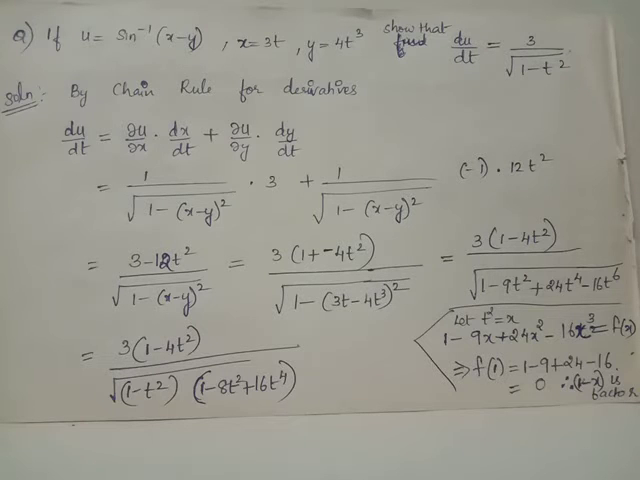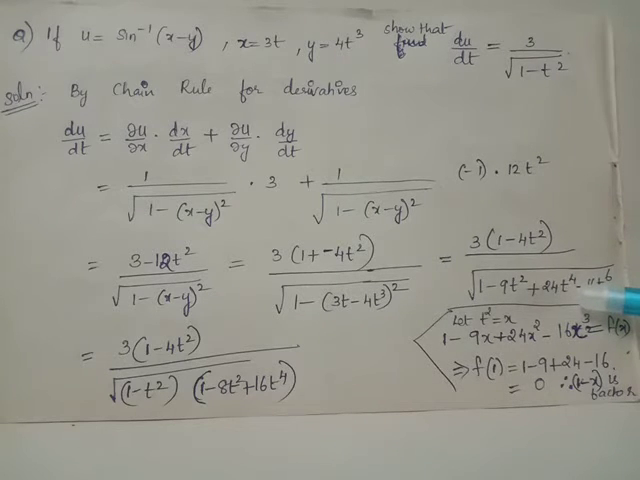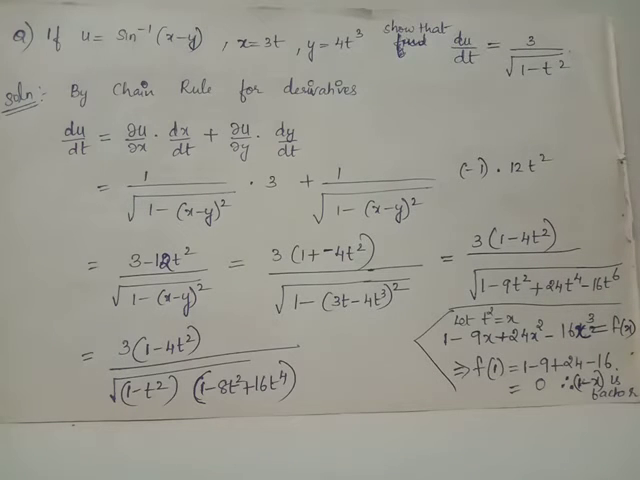Thus, we have the denominator obtained as root of 1 minus 9t square plus 24t raised to 4 minus 16t raised to 6. In this expression occurring in the denominator, if you suppose t square equals x, you can write the denominator without the square root. It becomes a function of x, which is 1 minus 9x plus 24x square minus 16x cube. When you give x equals 1 here, you notice that you get 0 as the answer.